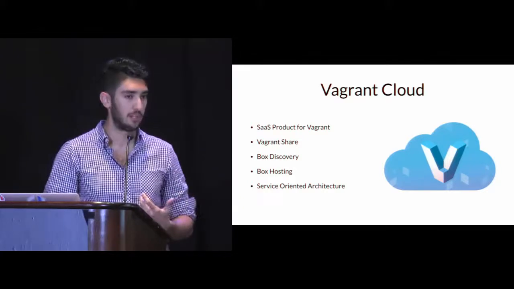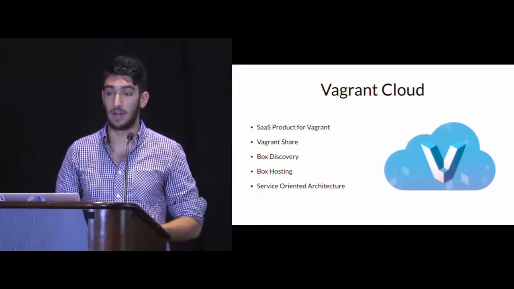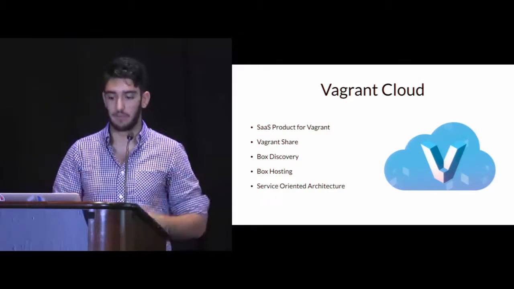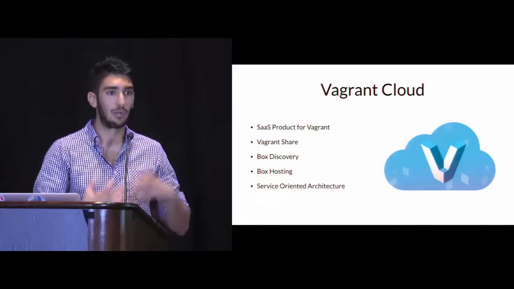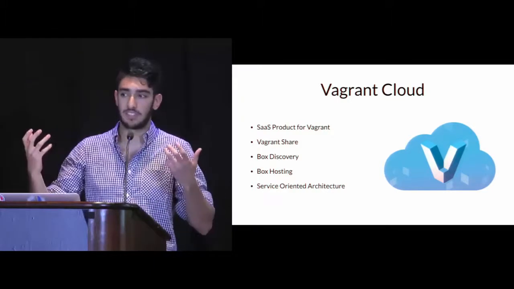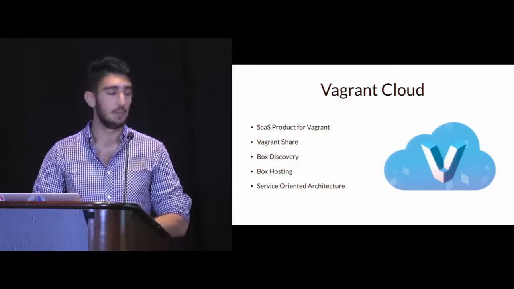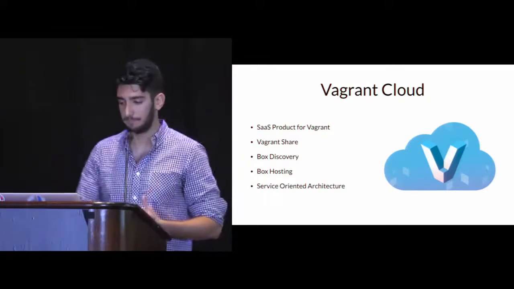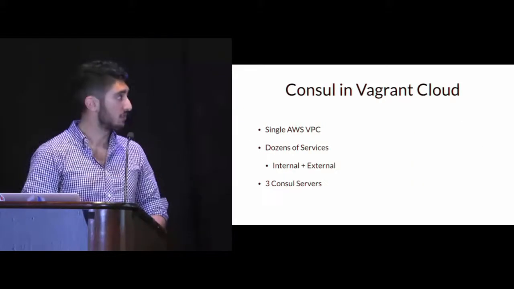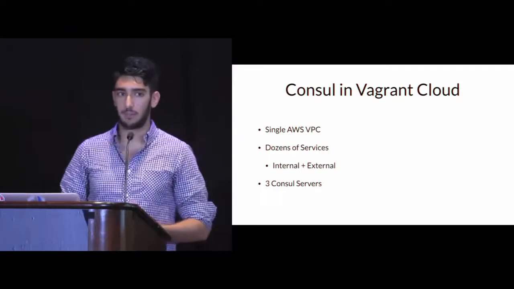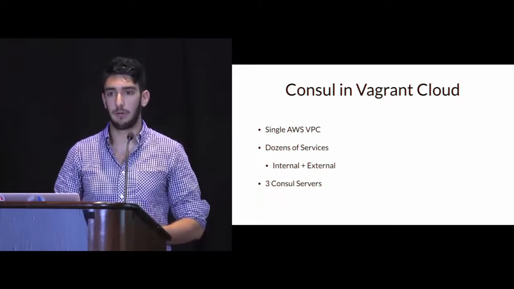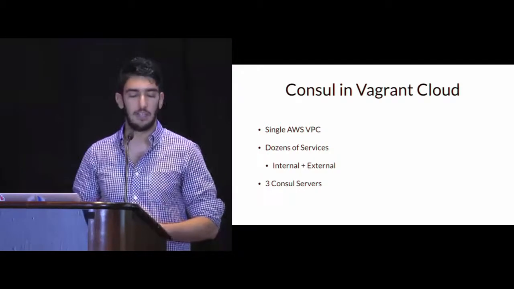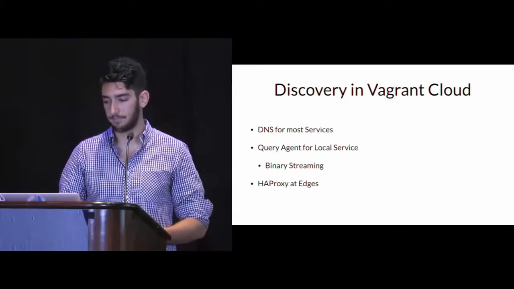VagrantCloud, for those who aren't familiar, is a SaaS product that HashiCorp has around Vagrant. It powers the Vagrant sharing feature, which lets developers share their Vagrant environment with each other. It powers box discovery, if you're looking for Vagrant boxes, and it lets you host your Vagrant boxes in the cloud. So if you want to share a Vagrant box with your dev team, all of that is part of this product. Its whole backend is a service-oriented architecture, so Consul is deeply involved in this service. Right now it's deployed to a single VPC in Amazon. It's composed of dozens of services, some of which are internal that we've written, some of which are external, like Heroku Postgres, and we deploy it with 3 Consul servers.